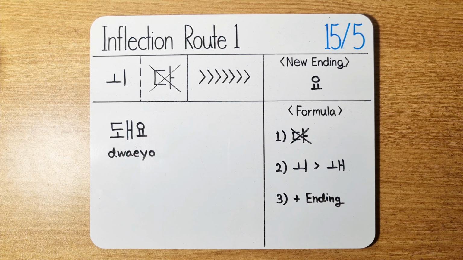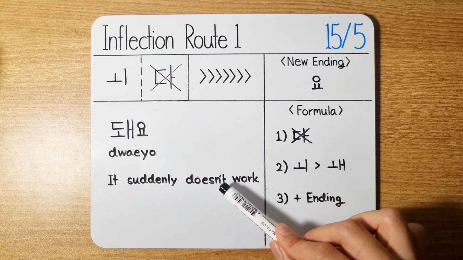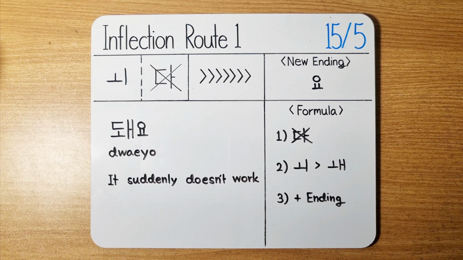So in this case, let's use it as work, and since now I have an actual form with an actual ending that I can actually use, let's try saying a sentence for practice and say something like, it suddenly doesn't work. Now, before we start actually translating this into Korean, of course, as always, I will first omit grammatical components that should be omitted.